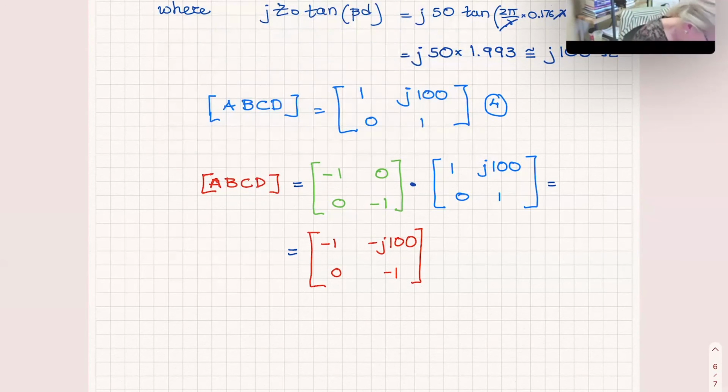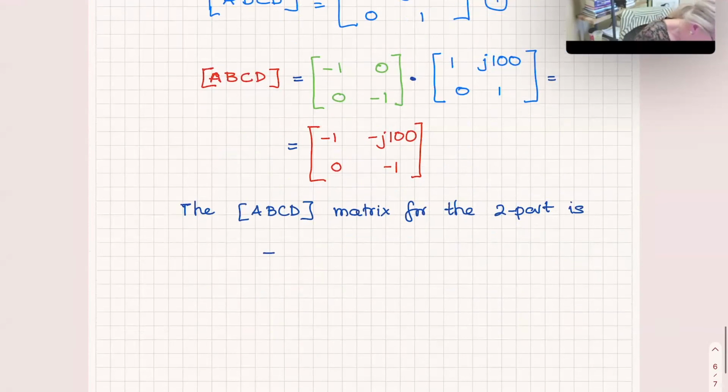So the ABCD matrix for the two port is -1 minus J100, 0 -1. Okay.